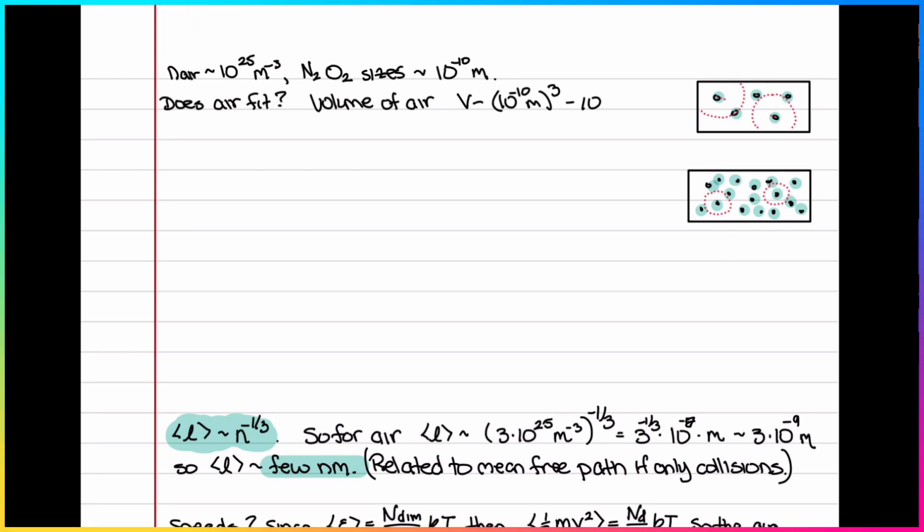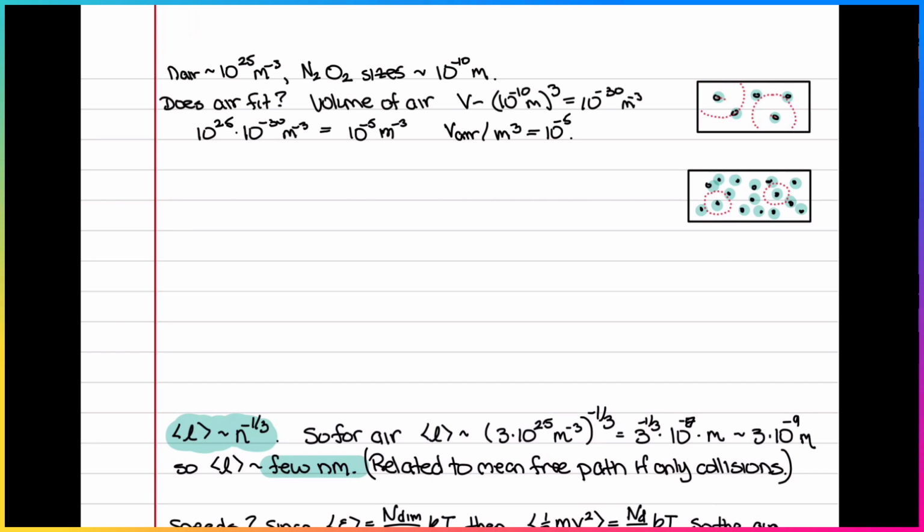And of course, then this volume is 10 to the negative 30 per meter cubed. And then how many particles are there? There's 10 to the 25 particles, so there's 10 to the 25 of these little boxes. But notice that this is only a volume of 10 to the negative 5 meters per meter cubed. So the V air over meter cubed is 1/100,000. So plenty of room still in the box to put other things in if we want.